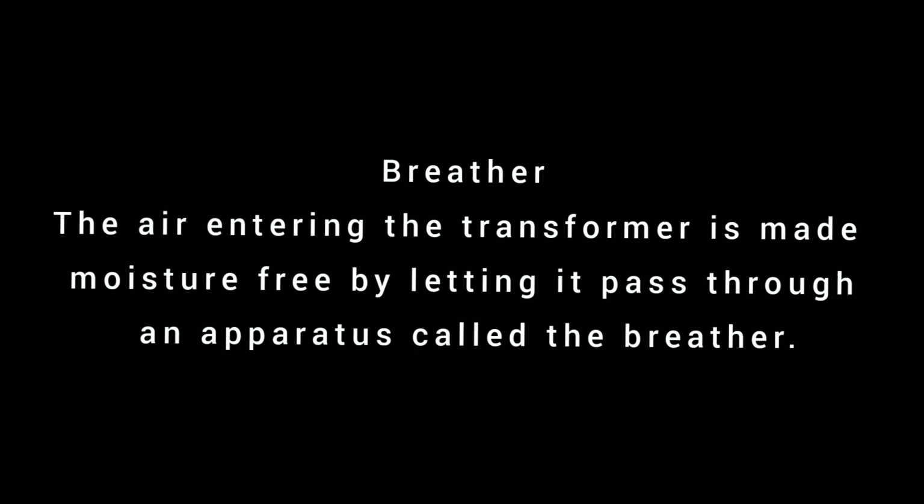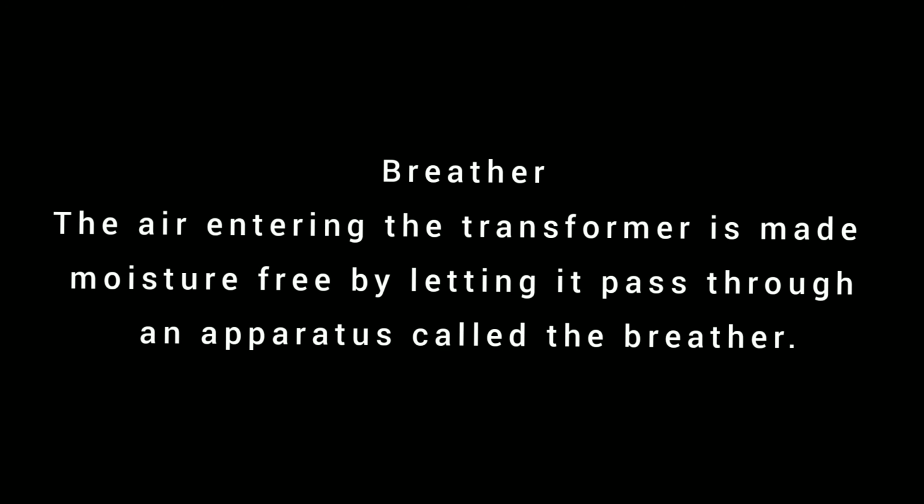Then next we can discuss the breather. The air entering the transformer is made moisture free by letting it pass through an apparatus called the breather. A breather consists of a small container connected to the vent pipe and contains a dehydrating material like silica gel crystals impregnated with chloride. The material is blue when dry and changes to whitish pink when it wets.